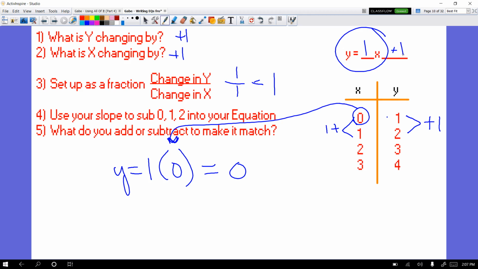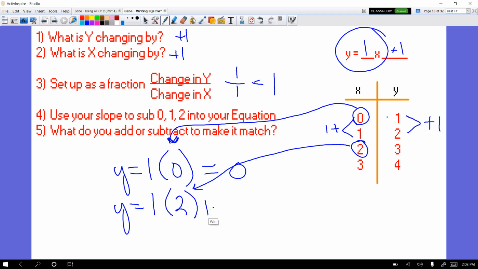Now we check it. Y equals 1 times, let's stick in 2, okay? 1 times 2 is 2. This says 3. Plus 1 is 3. Check. That process over and over. The questions I'm saying out loud are the questions I ask myself precisely whenever I'm going through this process.